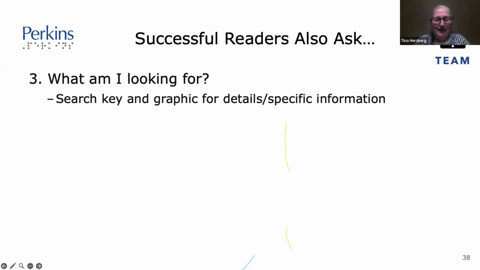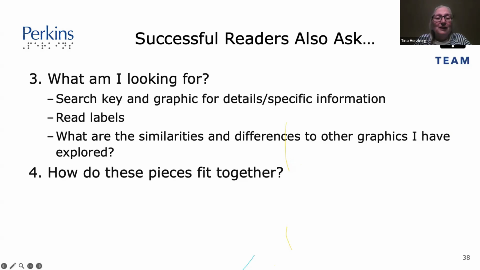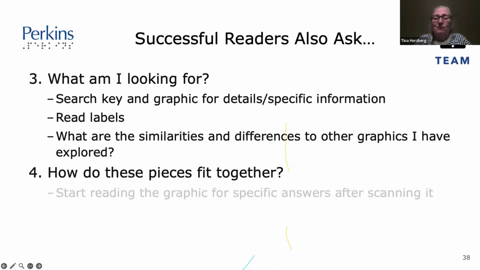So there's more questions that our successful readers ask. Leslie, go ahead and show us them. I know they're there. What am I looking for? Oh my goodness, that's exactly it: what am I looking for? So search the key in the graphic for detailed specific information.